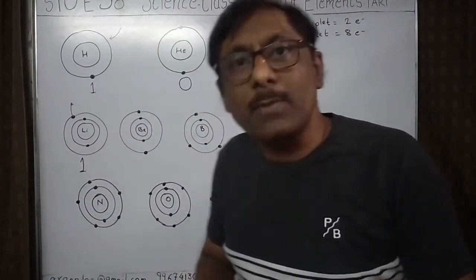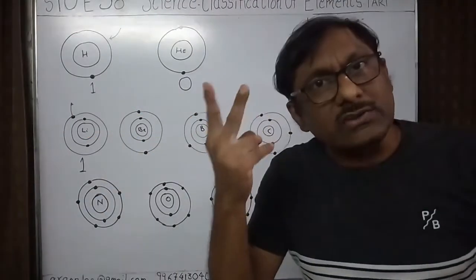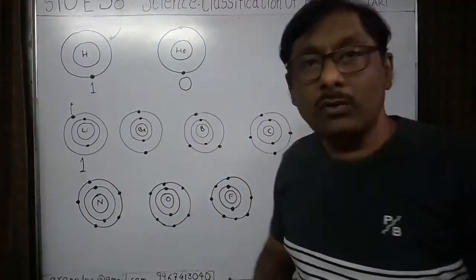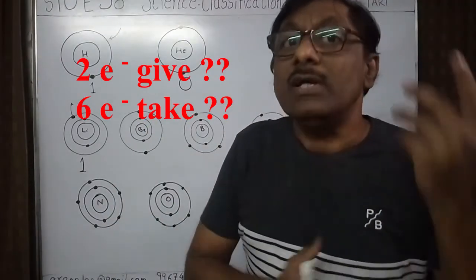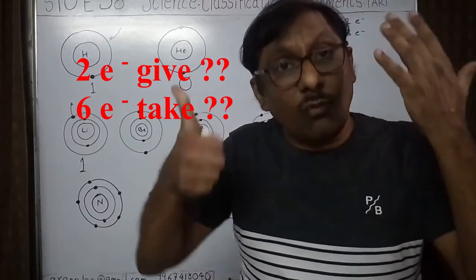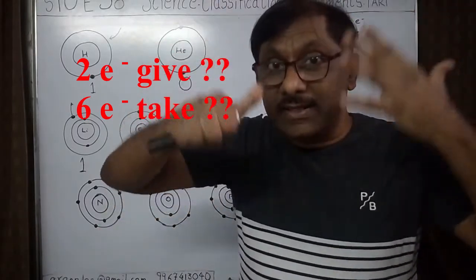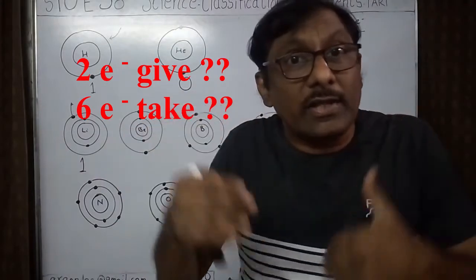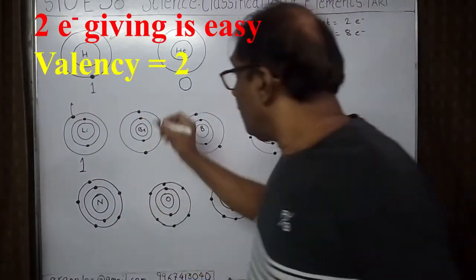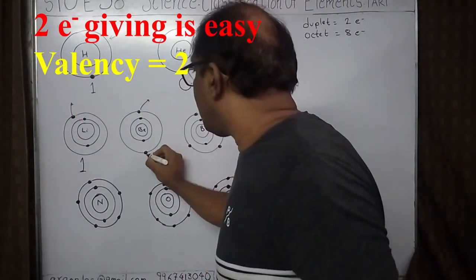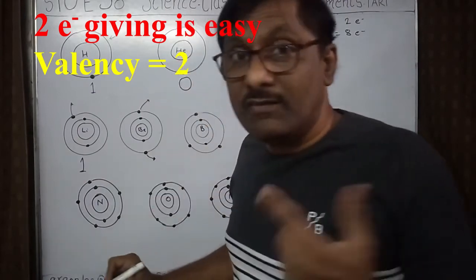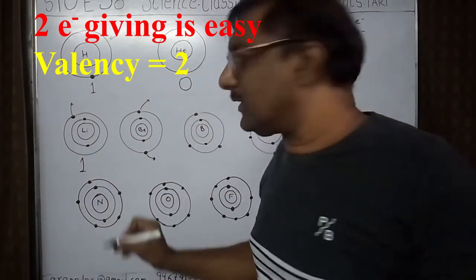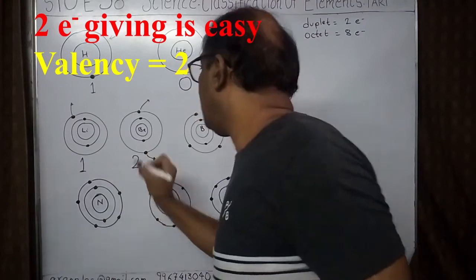The same with beryllium. It has 2 electrons in its outermost orbit. 1, 2. So 8 minus 2 will give you 6 electrons. Now what is it? Will it take 6 electrons or will it give its 2 electrons? So it will give 2. It will give its 2 electrons, and the number of electrons given or taken is its valency. 2 electrons given. So valency will be 2.